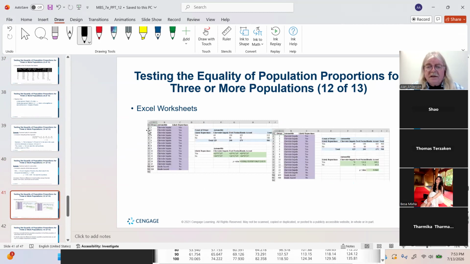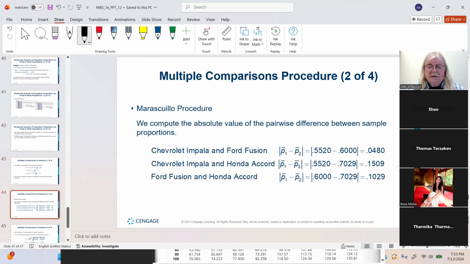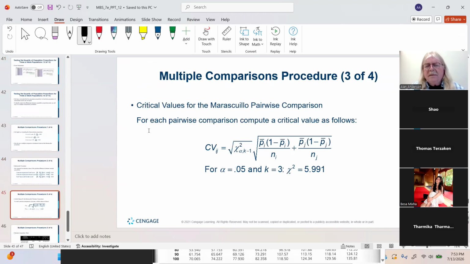And again, later on, we will do these in Excel. We'll probably look into this. I don't know how important this part really is, where after the fact, if you find that the proportions are different, you try to figure out which ones are different. I'm not sure if they're going to ask about this in MindTap or not, but we'll see.